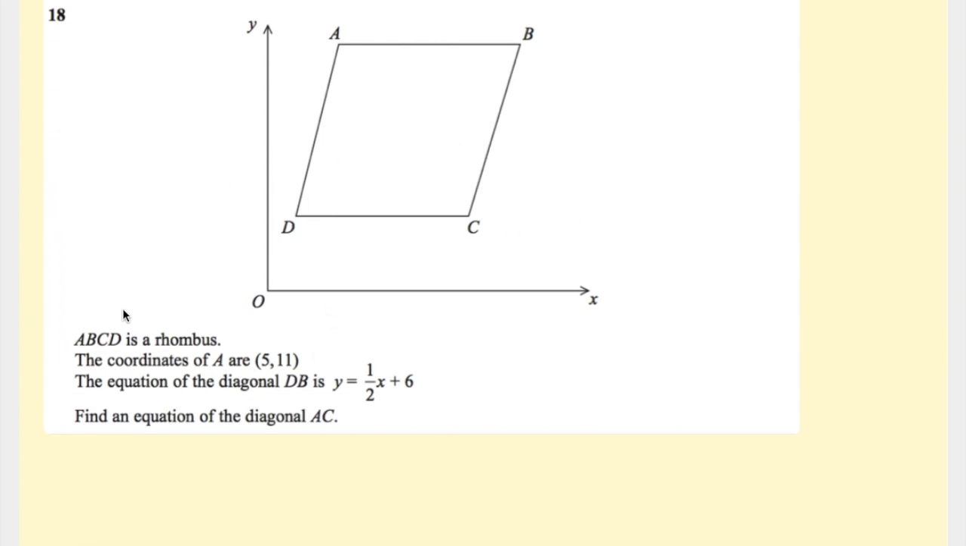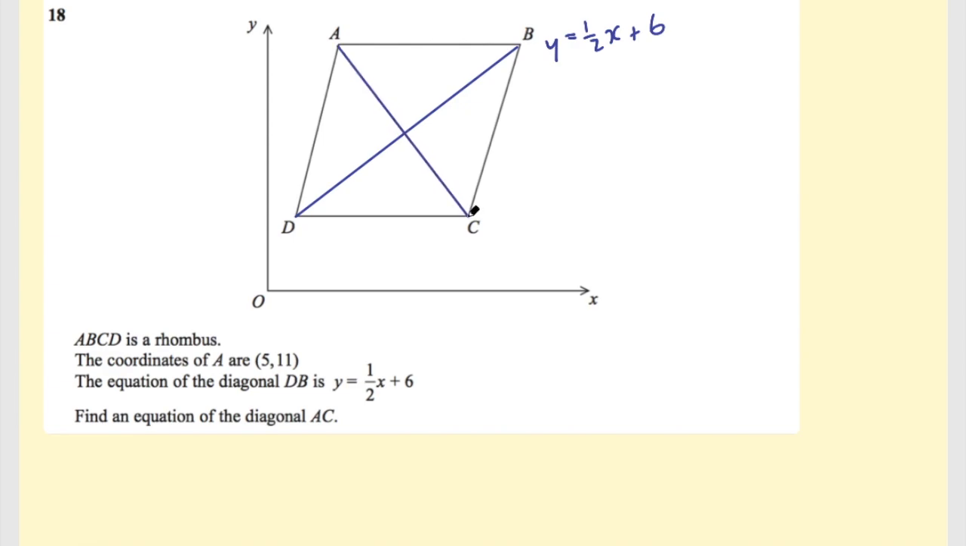It says ABCD is a rhombus. The coordinates of A are 5, 11. The equation of the diagonal DB is half x plus 6. Find the equation of the diagonal AC. So let's first draw in DB. That diagonal will be here, and the equation of that diagonal is y equals half x plus 6. And we are looking for the equation of the diagonal AC. So we're looking for this line.